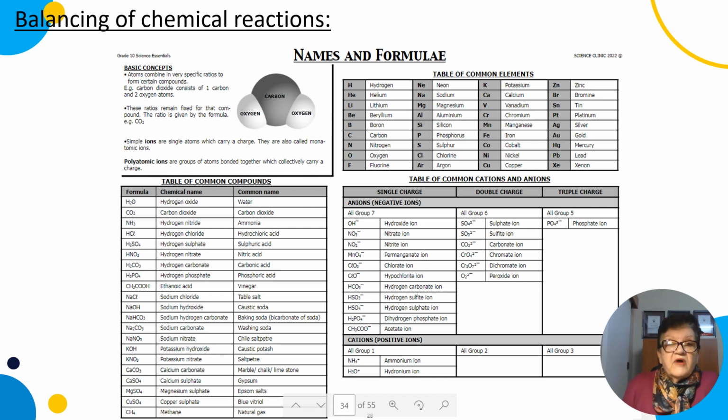Here you have the balancing of a chemical reaction, but before we do that, make sure you get the names of the formulas. You know the polyatomic radicals, like sulfate, which is SO4 2-, and so forth, hydroxide, OH minus, and so forth, and know how to write a formula.